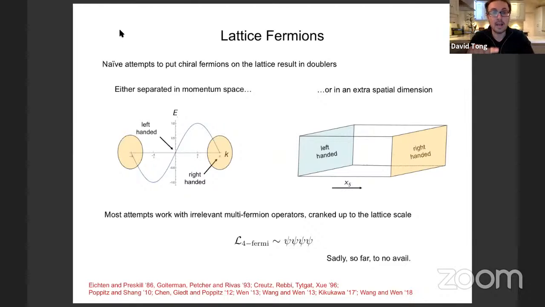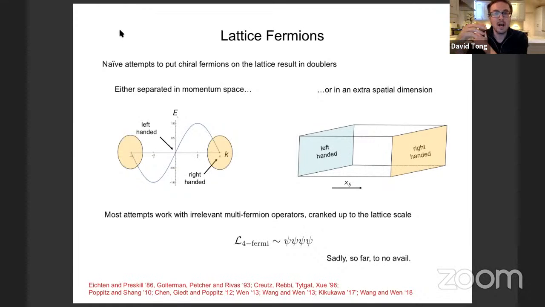There have been a lot of attempts, variations on this theme. I've listed some of them on the bottom. I'm sure I've missed people, and I apologize. Eric Poppitz and collaborators have a very interesting collection of papers applying this to overlap fermions. Kikukawa has a very interesting paper on SO(10). In particular, papers by Xiaogang and subsequently Xiaogang and Juven have various versions of actually both of these, which I think are very interesting.